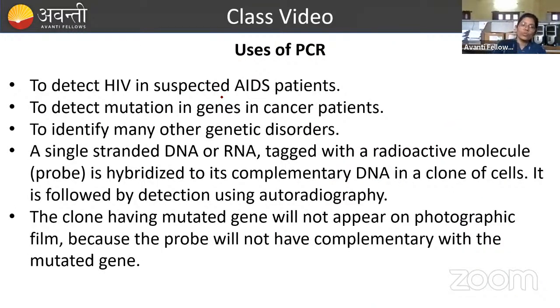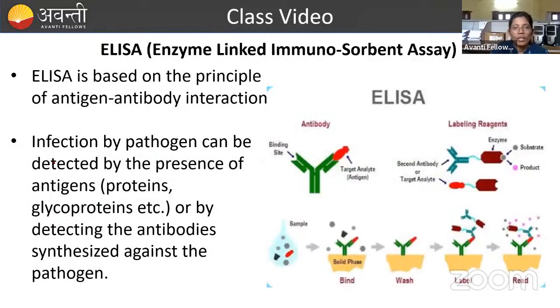And what are the uses of PCR, where all can we use PCR? One is to detect HIV in the AIDS patient and to detect a mutation. What kind of mutation is there in the gene which is causing cancer or whatever it is. To detect a mutation, we are going to use this. And yes, there are many more other uses of this PCR also.